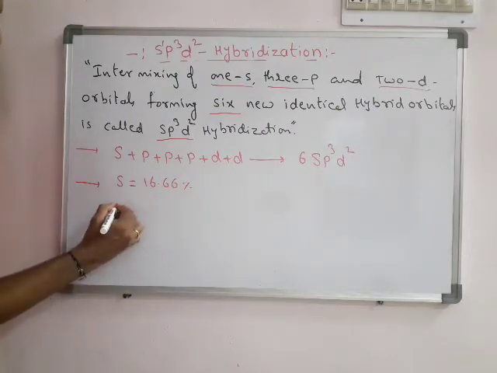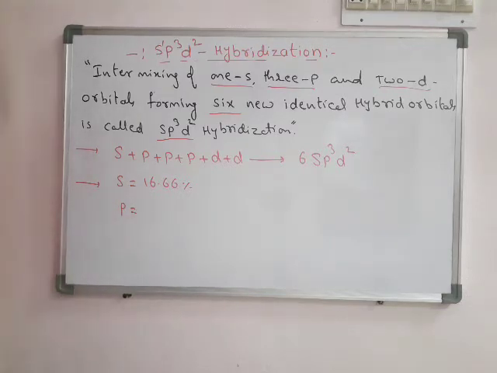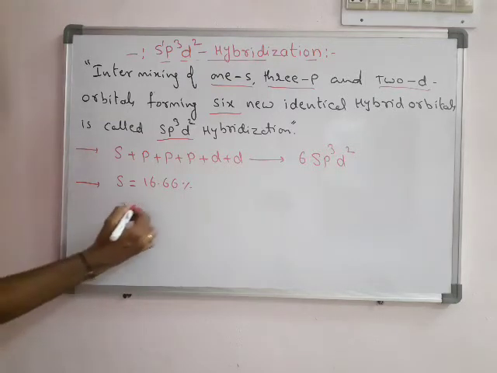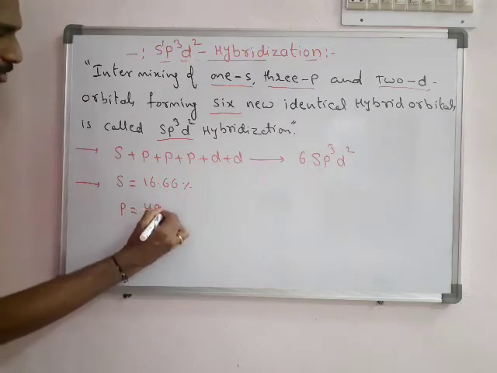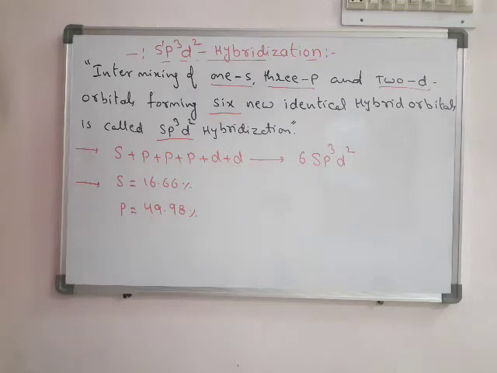And what is the p percentage? P percentage means the p character. So how many are there? 3 units are there. Finally they will get approximately 50%, that is 49.98%. We can write 50%.